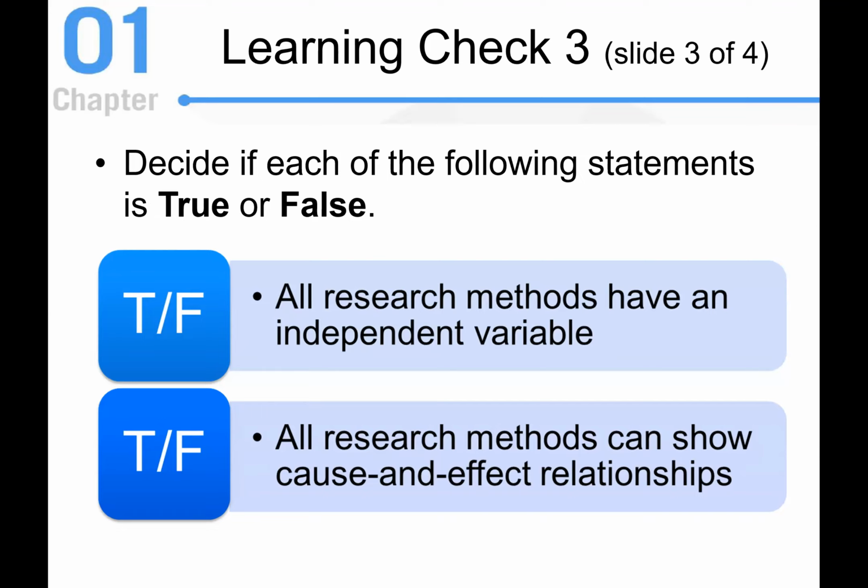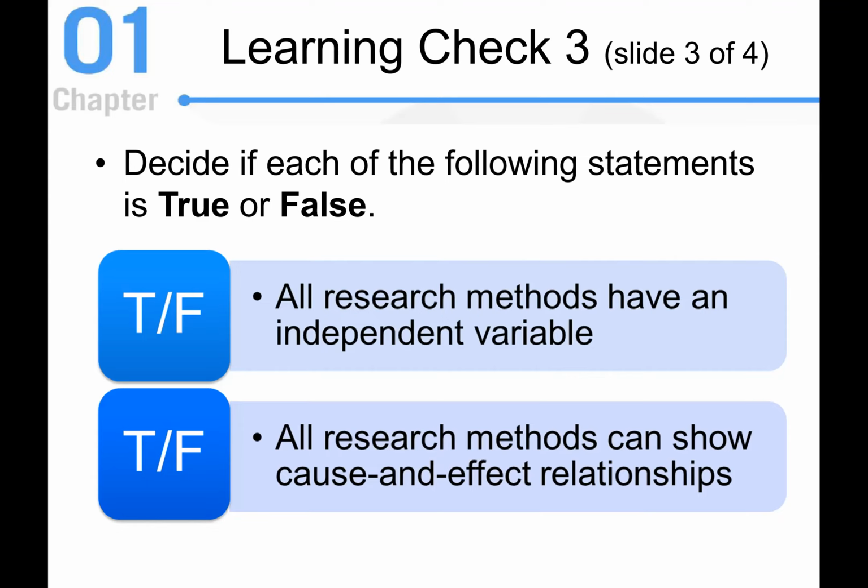So decide if each of the following statements is true or false. All right. So true or false, all research methods have the independent variable. Well, that's going to be false. Correlational methods do not need an independent variable. So we're going to learn what the variables are called for those particular kinds of studies once we get to correlation a couple of weeks from now. So that's false.